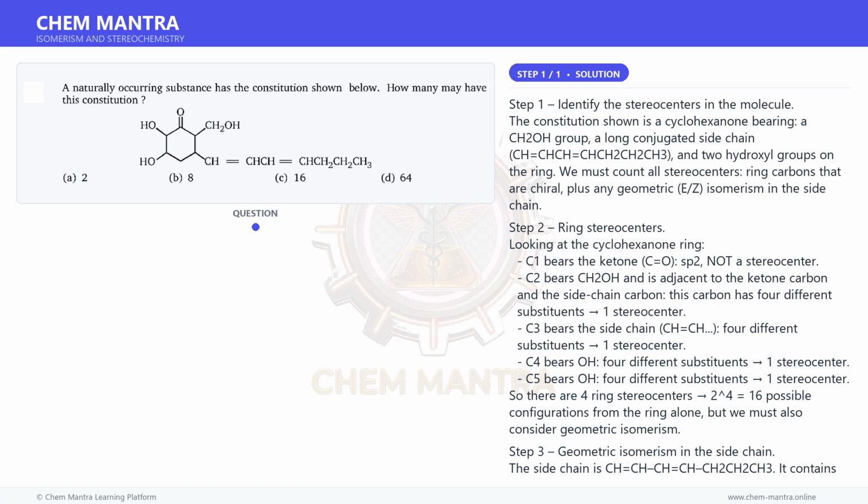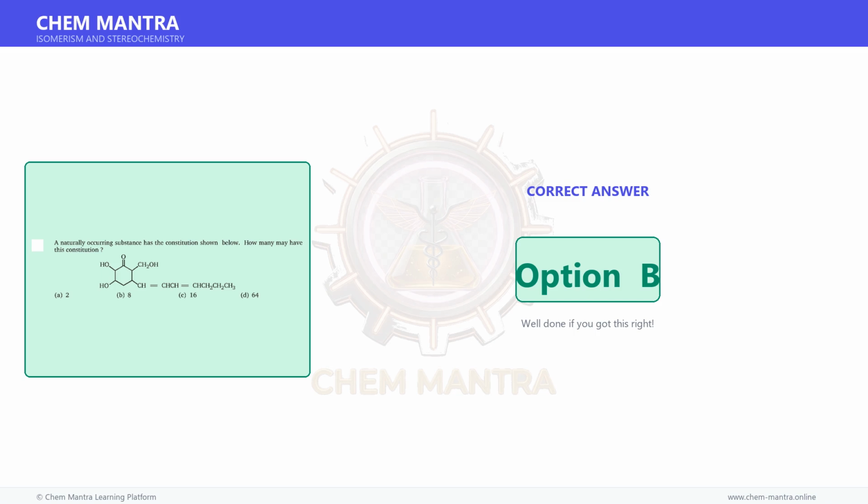Step 5. Why other answers fail. A. 2 undercounts. There are clearly more than one stereoelement. C. 16 would require 4 independent stereoelements, overcounts given the actual structure. D. 64 would require 6 stereoelements, far too many. 8 is correct, 3 stereoelements, stereocenters plus geometric isomerism, 2 cubed is equal to 8. Therefore, the correct answer is option B.